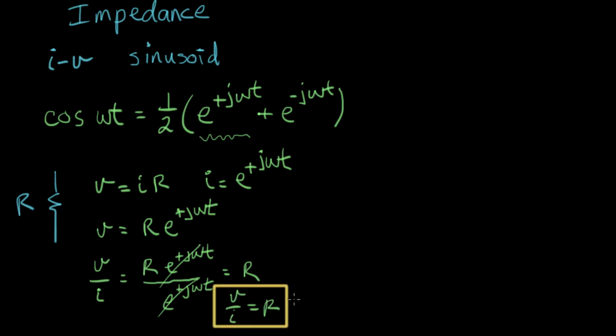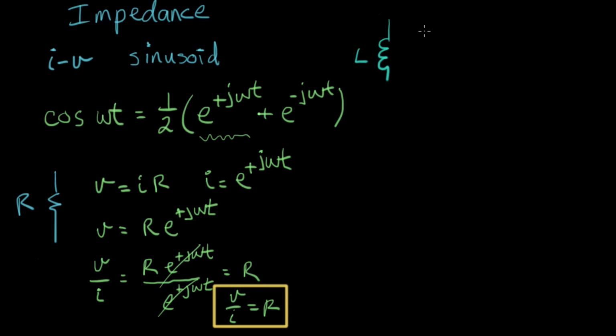So this isn't news. We didn't make a discovery here. This is just Ohm's law. And for a resistor, the voltage over the current is always equal to the resistance. All right. This is going to get more interesting now as we go do inductors and capacitors. So let's do an inductor. It has a value of L henries.